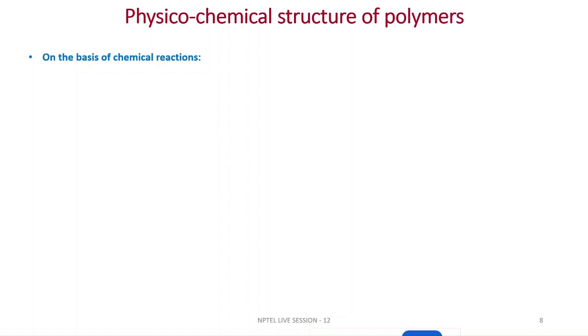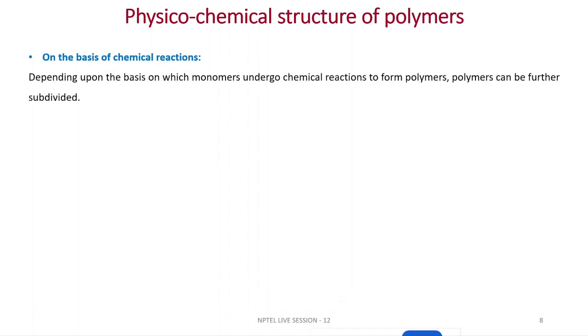So, on the basis of the chemical reactions that we are discussing, depending upon the basis on which the monomers undergo the chemical reactions to form the polymers, they can be further subdivided. Based upon what kind of chemical reactions are occurring between the monomers, the formed polymer will be categorized. First one is the type of chemical reactions. First one is the polycondensation reaction.